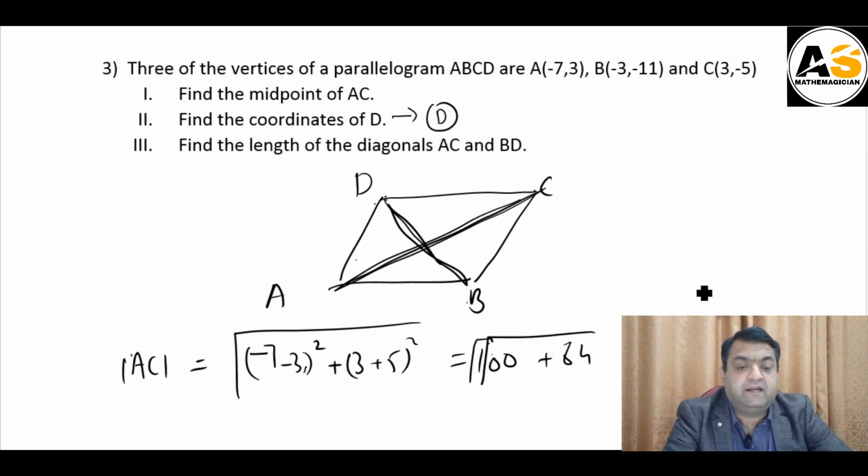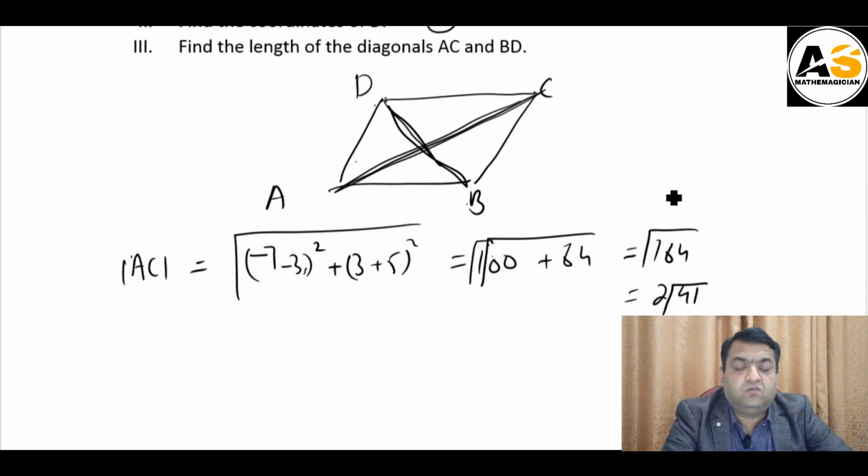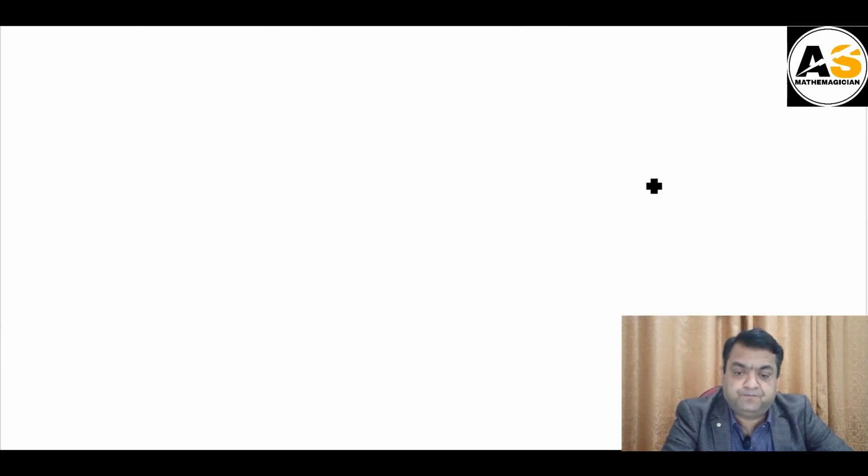This is diagonal AC. To find the length of diagonal BD, you need the coordinate of D first. You will solve part number 2 and you will get the coordinate of D. Then you will take the distance between B and D to find that diagonal. I am leaving it to you.